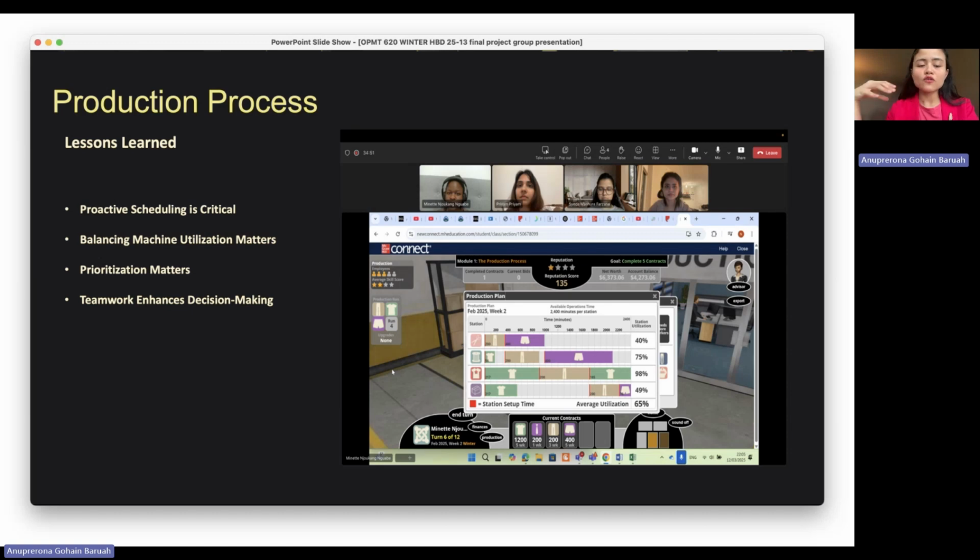Coming to the conclusion of the production process, the simulation provides valuable insights, including the complexities of production process management. By identifying bottlenecks early, making informed decisions, and utilizing our resources strategically, we were able to complete all orders on time. The skills and strategies we learned from this experience will be crucial as we move forward to managing real-world production processes.